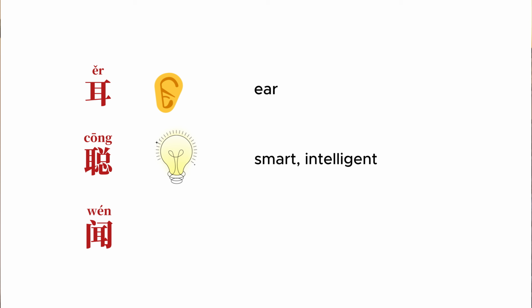Wen, this character combines ear and door together. Imagine putting your ear next to a door to hear what's happening inside. This is exactly the image behind this character. Originally, it means to hear, but in modern Chinese, it also extends to smell, as both involve sensing things through organs.